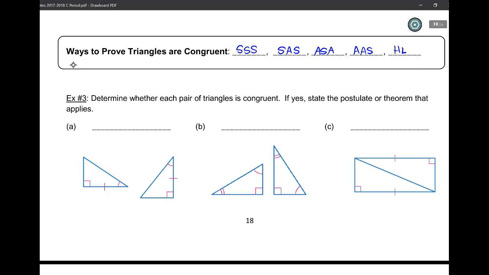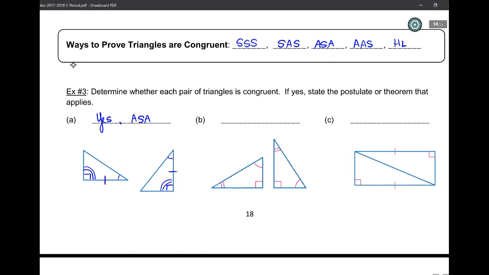So for A, I see I have a right triangle here and here, but I don't have the hypotenuse marked congruent, so I can't use hypotenuse leg. But if they're right angles, we know they're congruent. We can see here another pair of angles are congruent, and the side between them. This makes this angle, side, angle. So these are congruent. So yes, angle, side, angle.